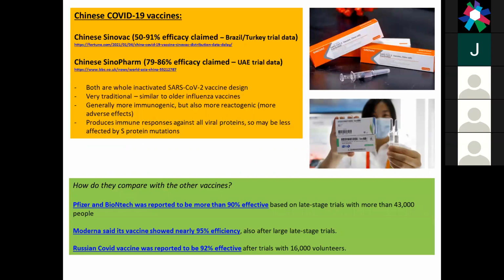Chris asked me to add a whole bunch of extra slides to cover different things, so this is what the extra slides are. Sorry if I'm going over time here. The Chinese Sinovac vaccine is a whole inactivated virus vaccine. The claim is 50 to 90% efficacy in the Brazil-Turkey trial. The other inactivated virus vaccine that the Chinese have produced is called Sinopharm, very similar to Sinovac, with a similar range of efficacy claimed in at least the United Arab Emirates trial, 79 to 86%. It's also been trialed in Indonesia, Turkey, and Pakistan as well.